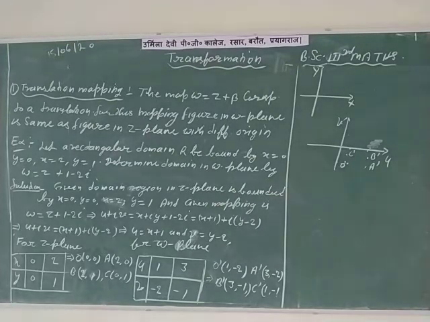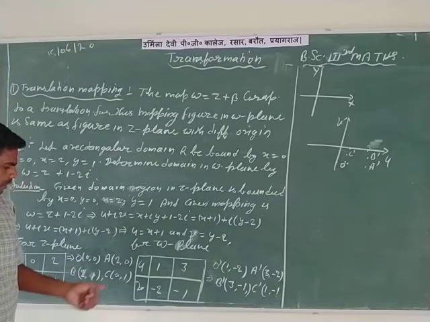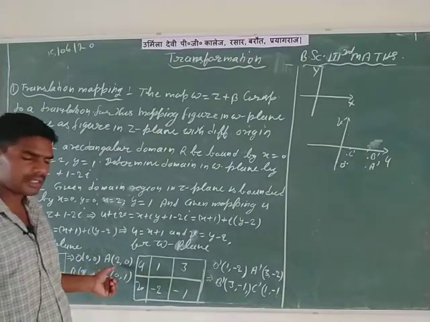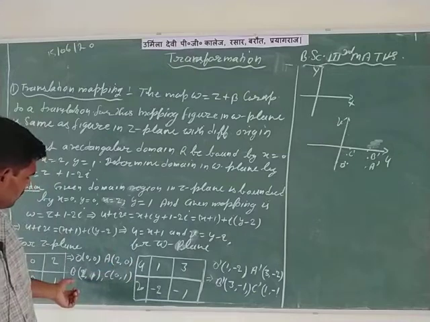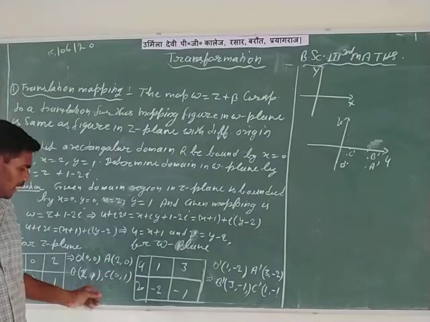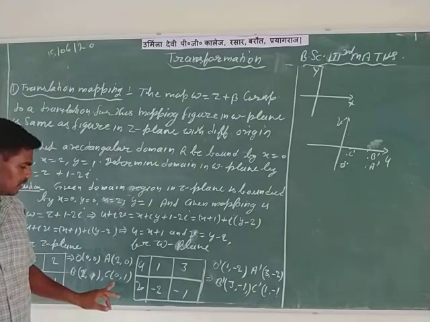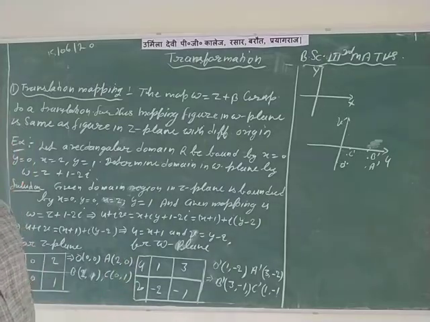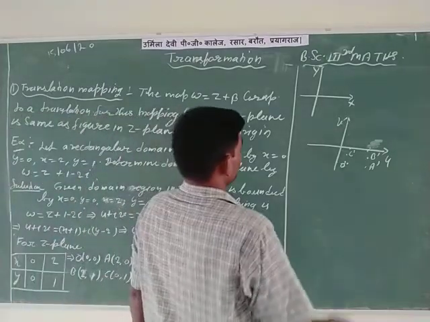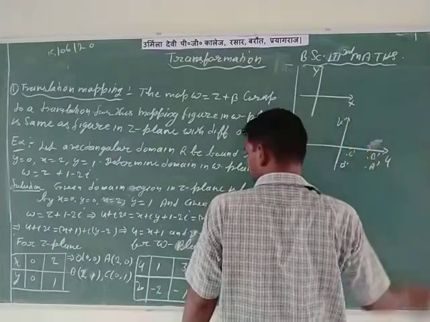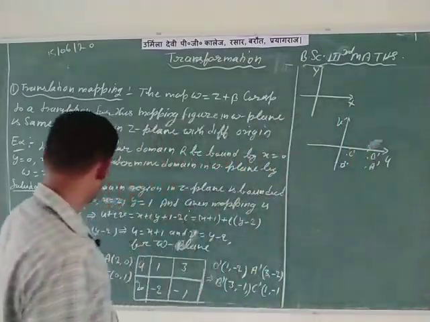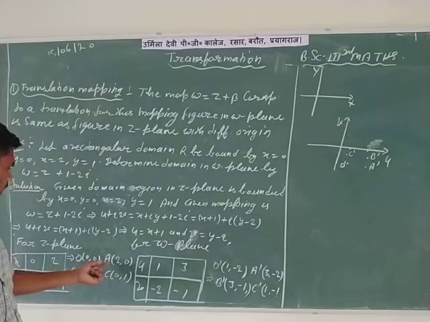For the z plane, the table has x as 0, 2 and y as 0, 1. In the z plane, the considered points are: O with coordinates 0, 0, point capital A with coordinates 2, 0, point capital B with coordinates 2, 1, and point capital C with coordinates 0, 1. So in the z plane, to draw the domain region, consider 4 points with symbols O, A, B, C.